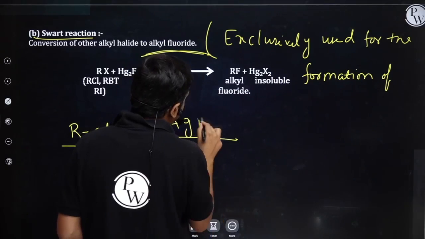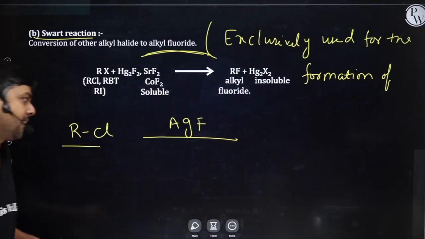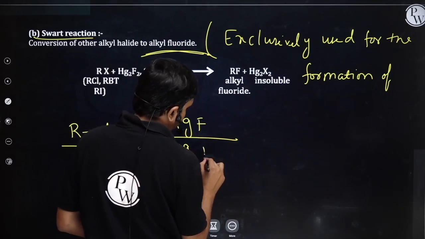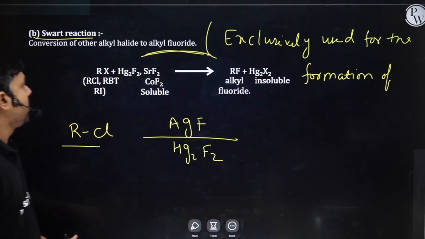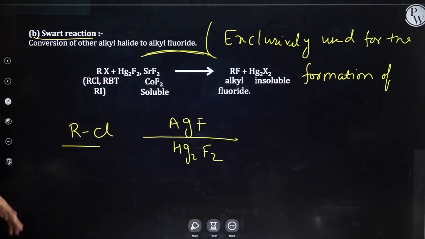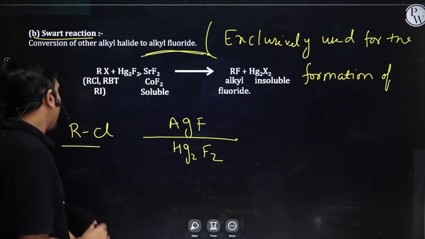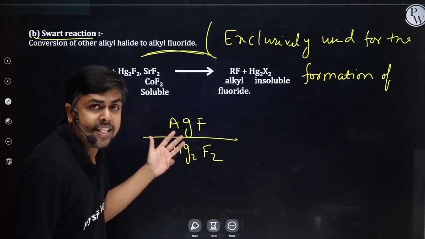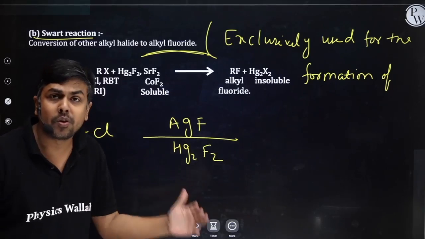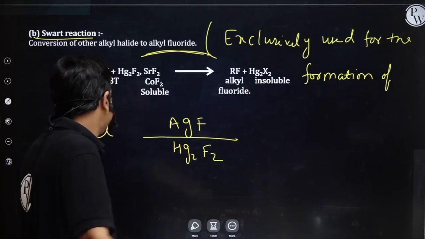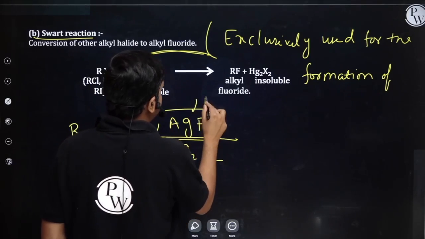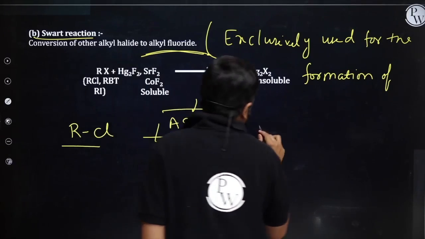AgF. The reagents which you can use is either AgF, Hg2F2, right? You can use CoF2, anything. As soon as this alkyl halide is treated with either AgF or Hg2F2, I will have halogen exchange reaction. This AgF will act as a source of F minus. It will do substitution reaction.